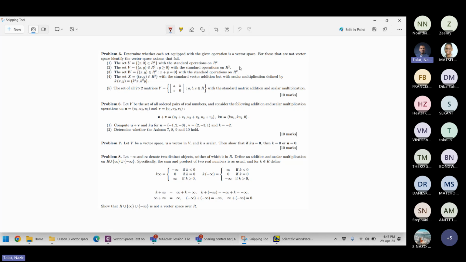And here, for those which are not vector spaces, you need to specify that, look, due to the following condition, if the following axiom does not hold or is not fulfilled, that's why it's not a vector space.